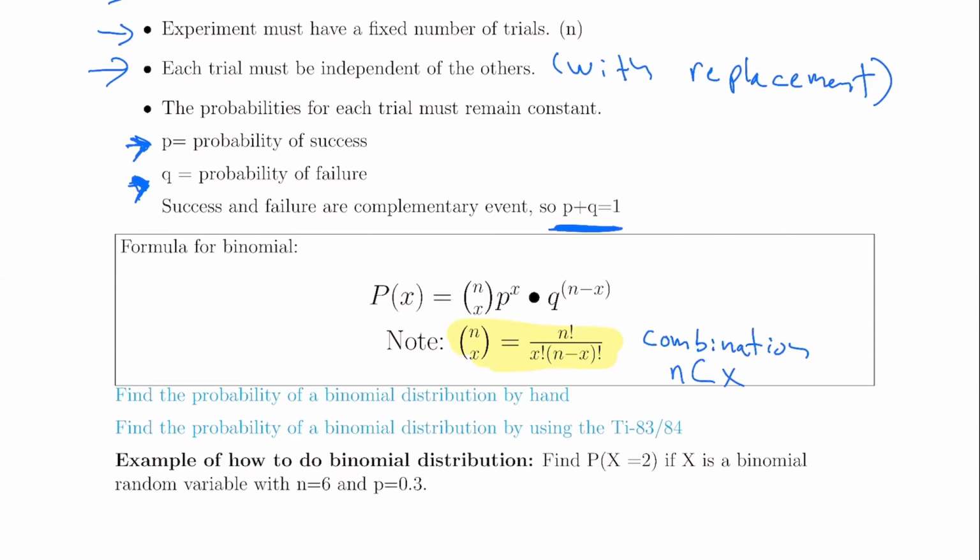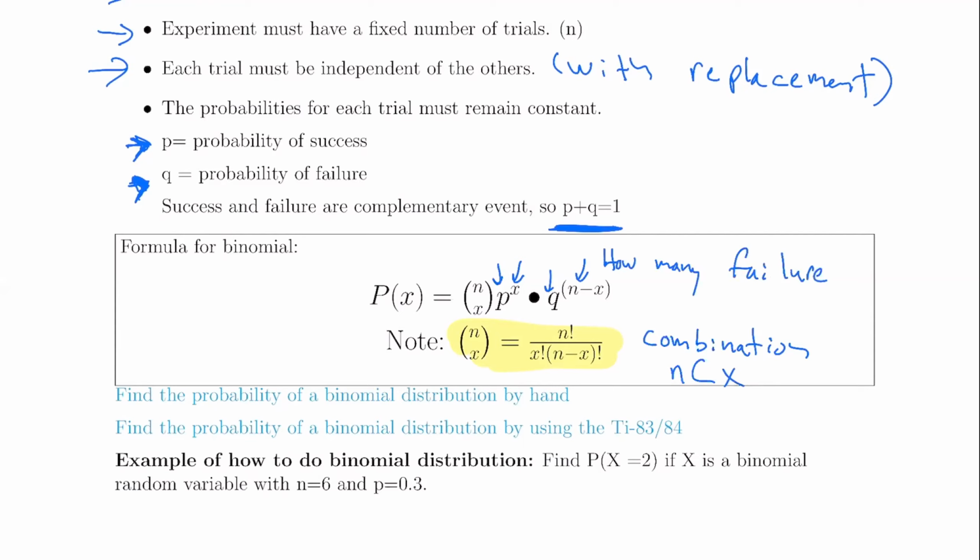If we just want to figure out the different ways you could get that combination, we're just going to use nCr in the calculator. Once you find that, you get the probability of success, take it to the X power, and multiply that by the probability of failure, taken to the n minus x, which gives you how many failures.